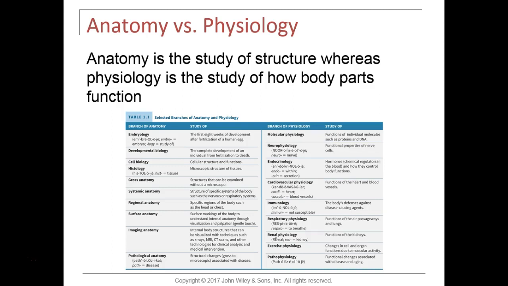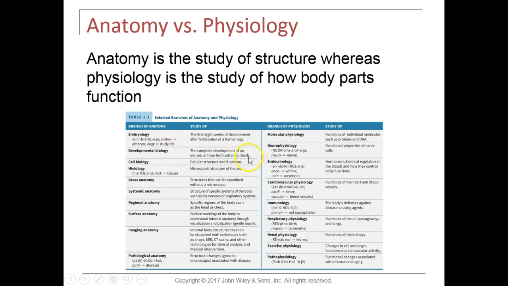Physiology, on the other hand, is the study of how the structures or the organs function. It's a study of the function. So what you see on this simple table here are different fields or branches of anatomy that can be fairly specific. The anatomy of the embryo, embryology, developmental biology, cell biology. All of these different things are different fields of anatomy.